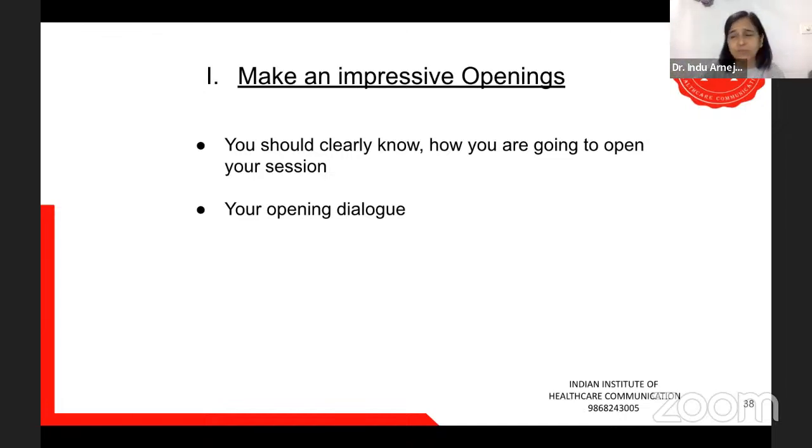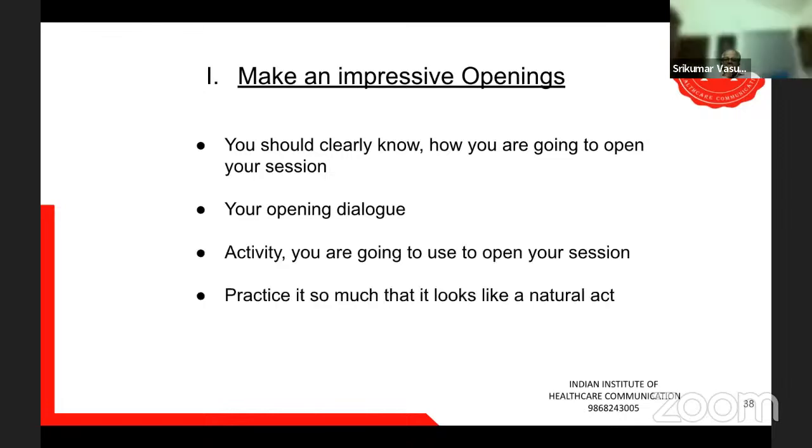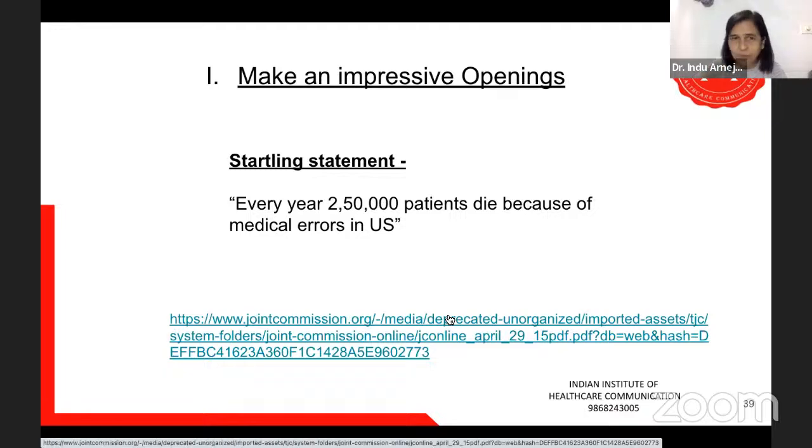So never go unprepared. You should know what you're going to say right in the beginning, what is going to be your opening dialogue, what you intend doing, and then practice it so much that it looks like a natural act. The other person should feel, oh, you were thorough, but that will only happen if you have done a lot of practice in the background.